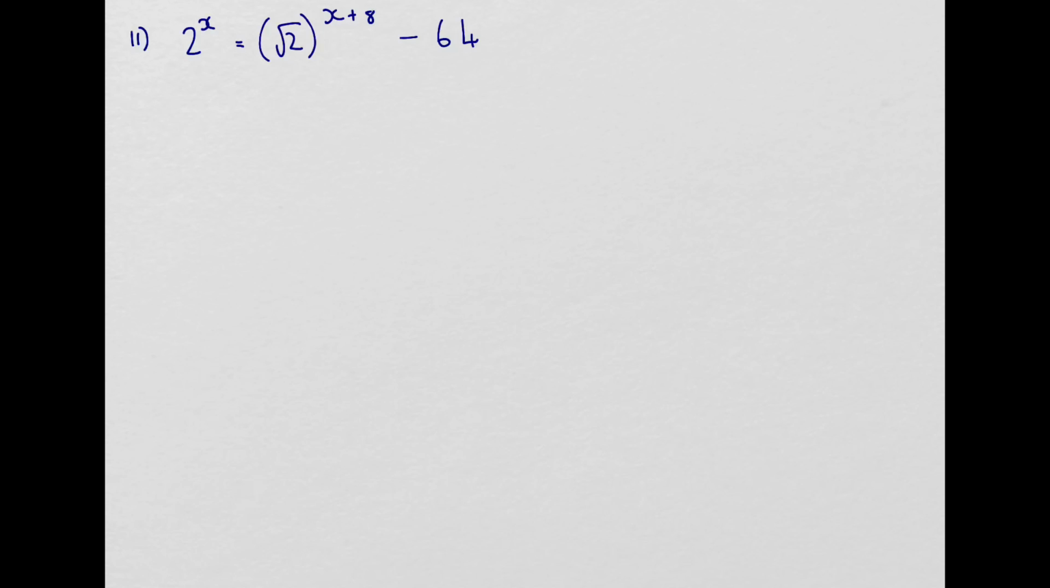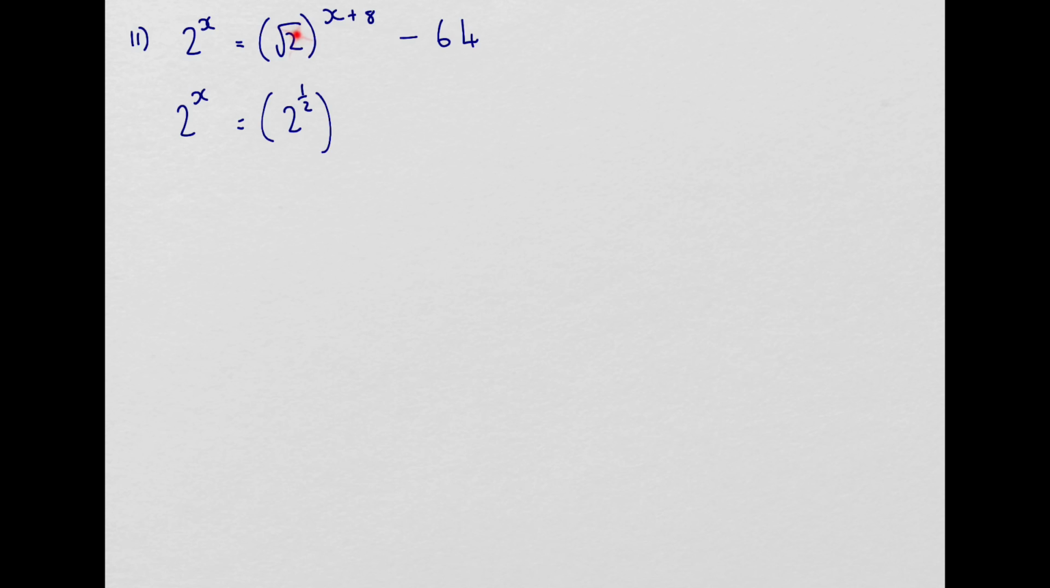Last question for the session, question 11. 2 to the power of x is equal to the square root of 2 to the power of x plus 8 minus 64. First thing we do here is get rid of the surd. We'd rather that everything is in exponential form. So 2 to the power of x is equal to, and then root 2 becomes 2 to the power of a half.